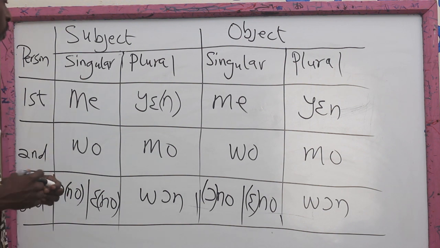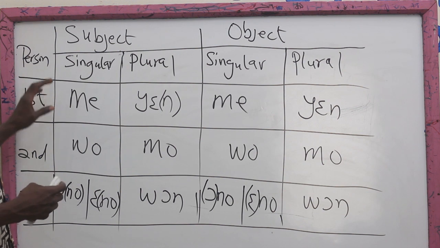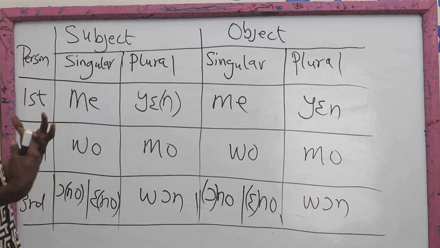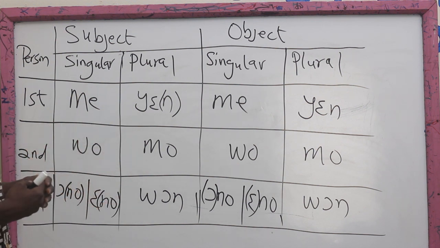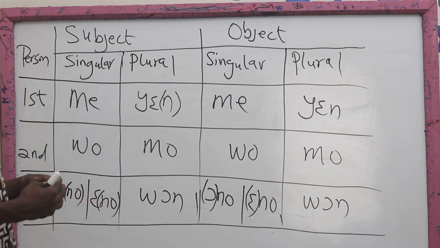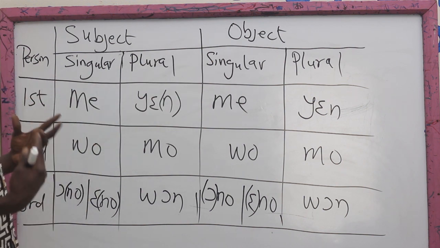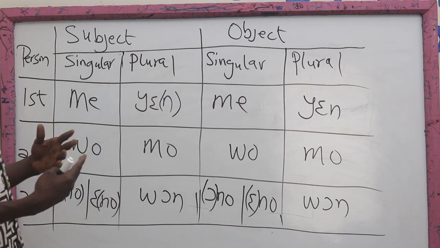So let's go over this chart. We have the subject and the object. Subject is the doer of the action. In a sentence, if you're asked to explain what the subject is, the subject is doing something, it is the actor. And the object is at the receiving end. The object is what the subject is doing something to. It's the receiver.